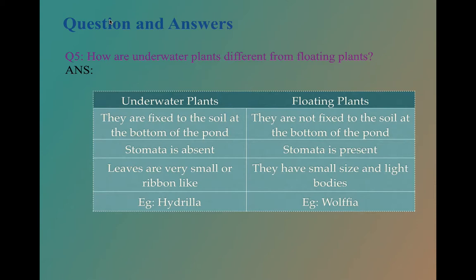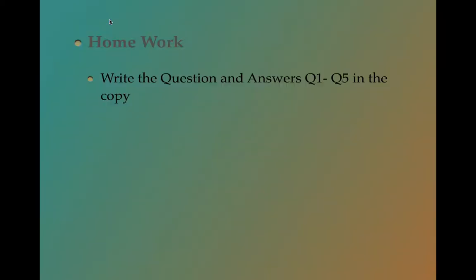Example, hydrilla. In floating plants, you have to write they are not fixed to the soil at the bottom of the pond. Stomata is present. They have small size and light bodies. Example, Wolffia. So that's all about today's class.